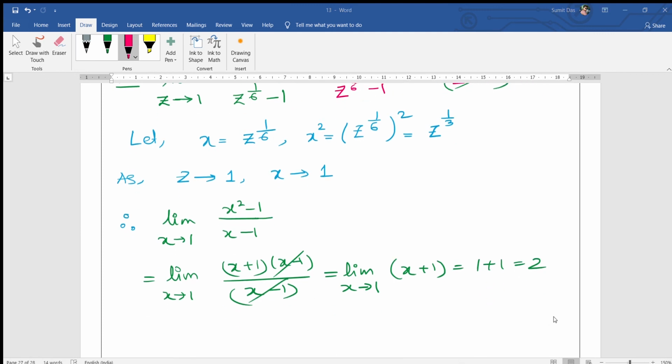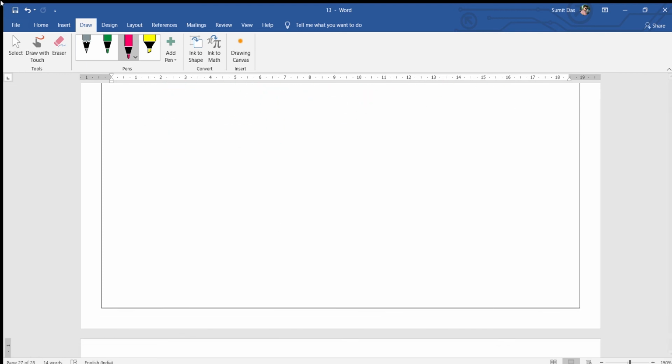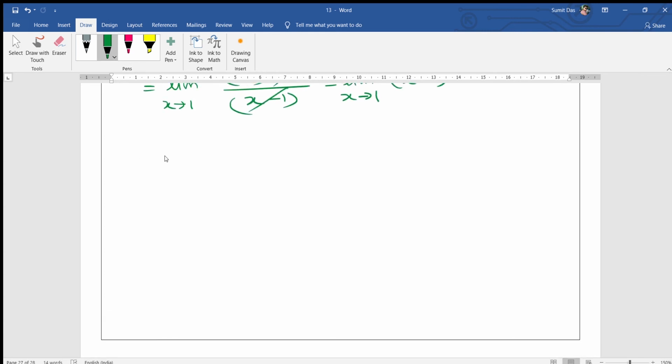Okay, no problem. Then question number 14. Question number 14 also has doubts, so let's do question number 14. What is question number 14? It is sine ax by sine bx. This is an easy question. I think we did this kind of question. Question number 14: limit x tends to 0 of sine ax by sine bx.